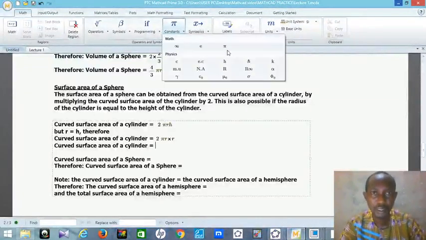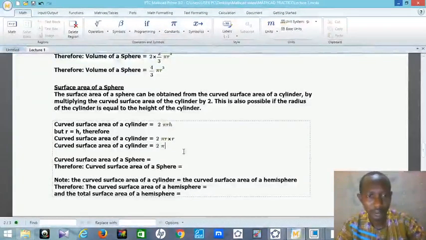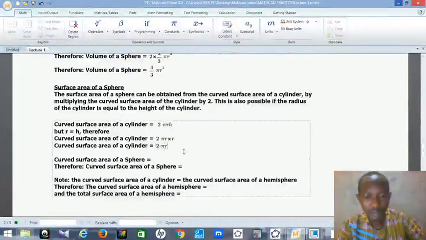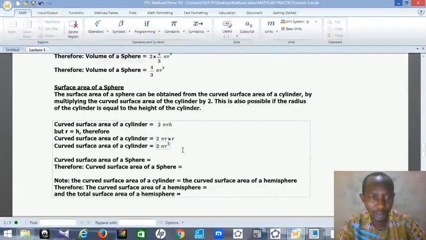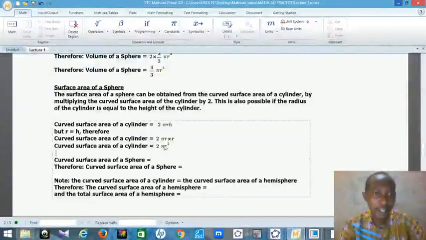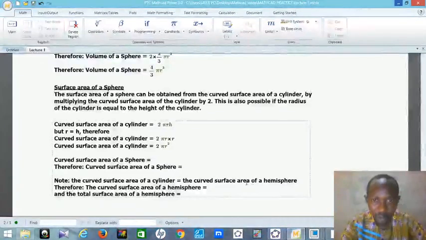So the final curved surface area of a cylinder that we are going to use here is 2 pi r squared. This is the formula for the curved surface area of a cylinder, and it's equal to the curved surface area of a hemisphere. You can see it here. Both of them are equal.